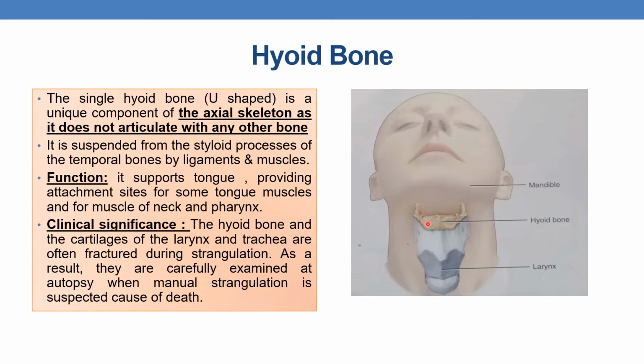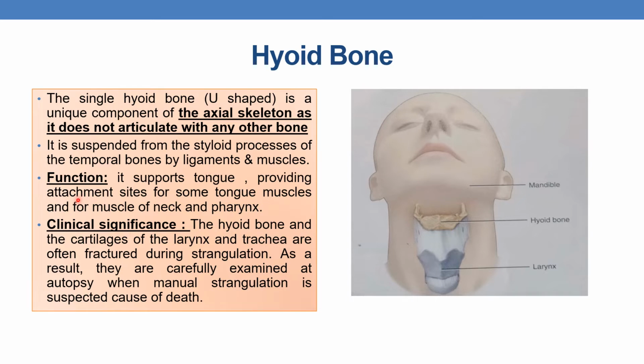Here you can see the shape of the hyoid bone is U-shaped. It is a unique component of the axial skeleton as it does not articulate with any other bone. So the bone in the body that does not articulate with any other bone is the hyoid bone. It is suspended from the styloid process of the temporal bones by ligaments and muscles.